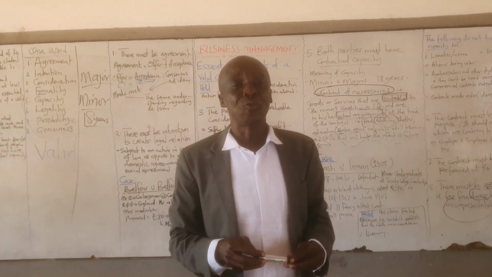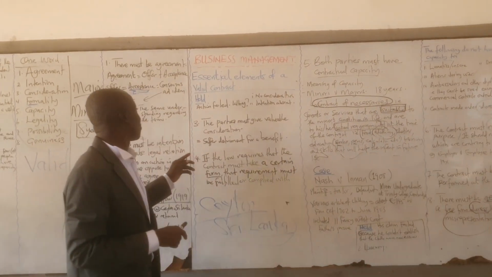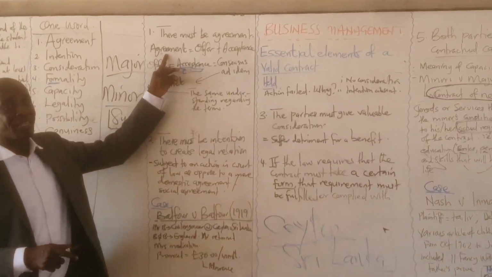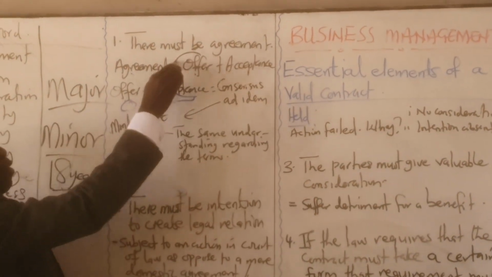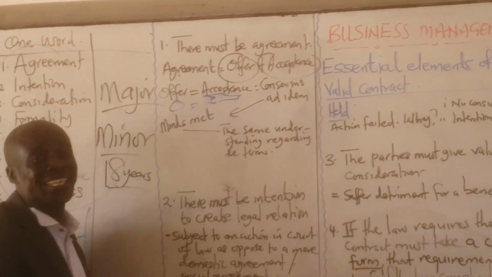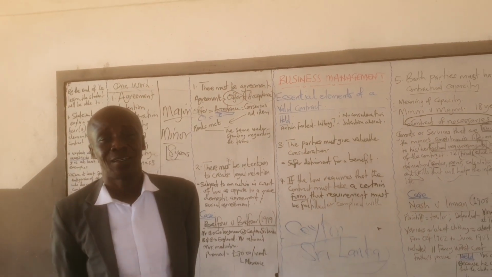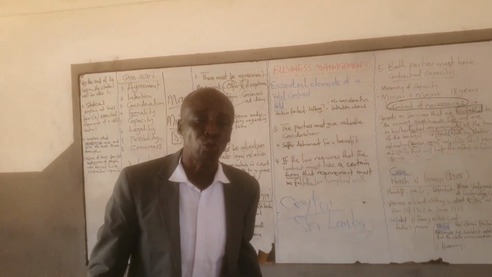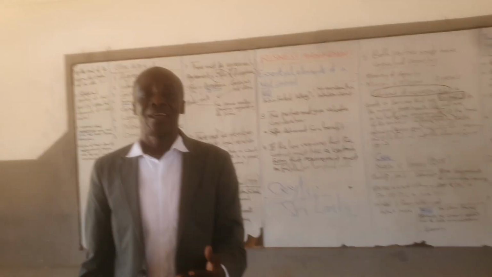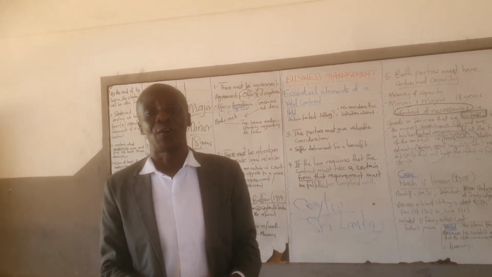Our next meeting will be talking about offer. Remember we said for a contract to be valid, there should be agreement, and for there to be agreement, there should be offer and acceptance. In the next meeting, we'll be looking at the topic offer. What is offer? We will look at the rules of offer, the concept of counter offer and so on.